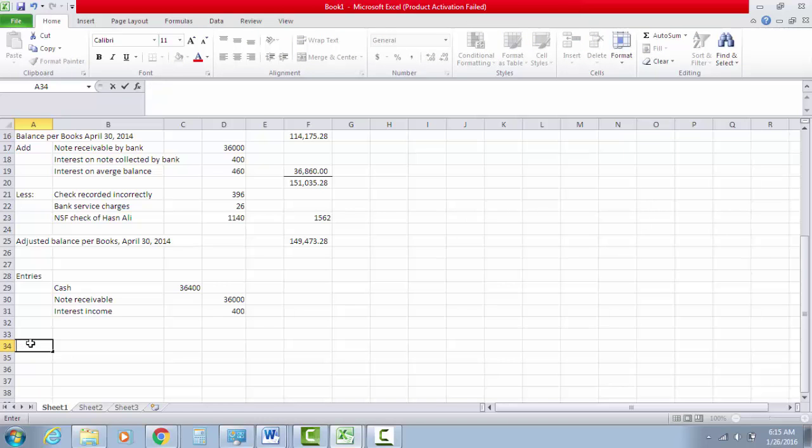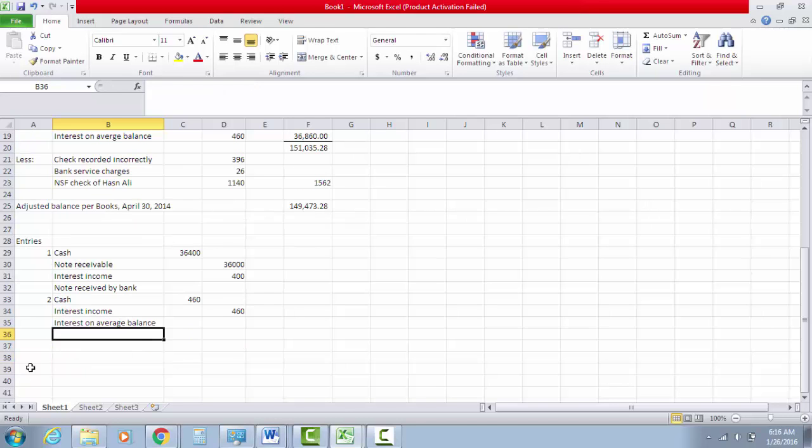Then in entry 2, you would need to record, hold on, let me number these for you. Entry 1, you would need to record that. Entry 2, you would record the cash and interest income. And that's from the average balance that you've received, so that's $460. So this is note received by bank. This is interest on average balance.